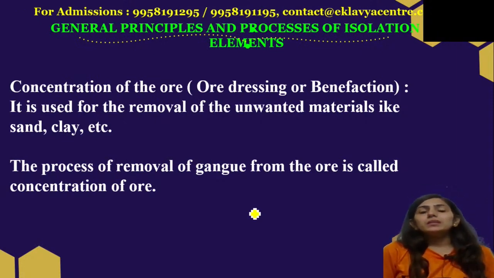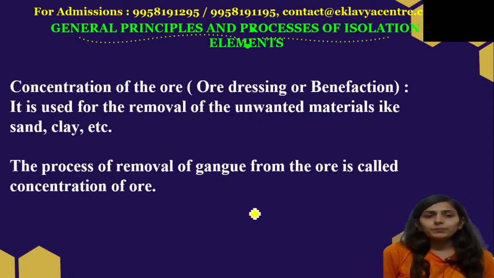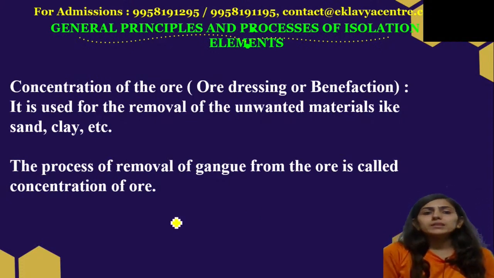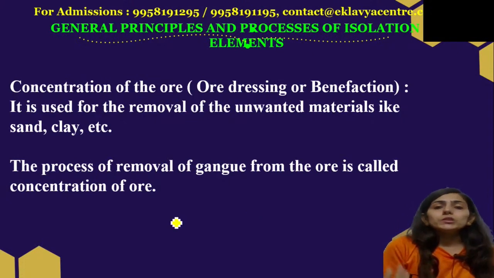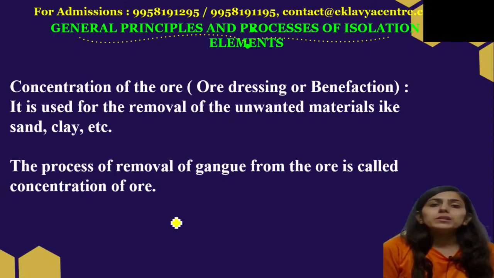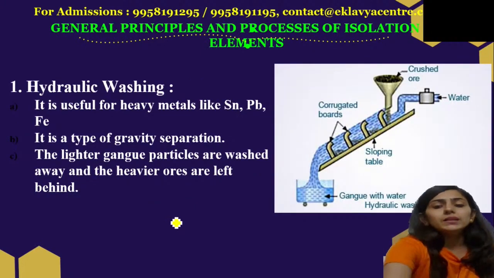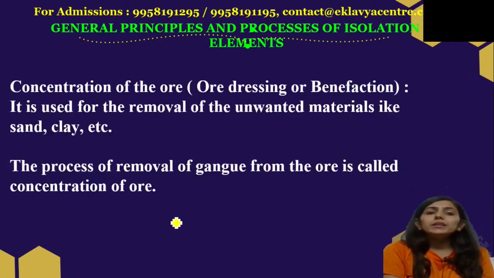This method is used for the removal of unwanted materials like sand and clay. As I have told you earlier also, some impurities are present, so we have to remove these impurities. The removal of these impurities is called concentration of ore, and the process of removal of gangue from the ore is called concentration of ore. Now we have to study the different types of processes involved in concentration of ore.